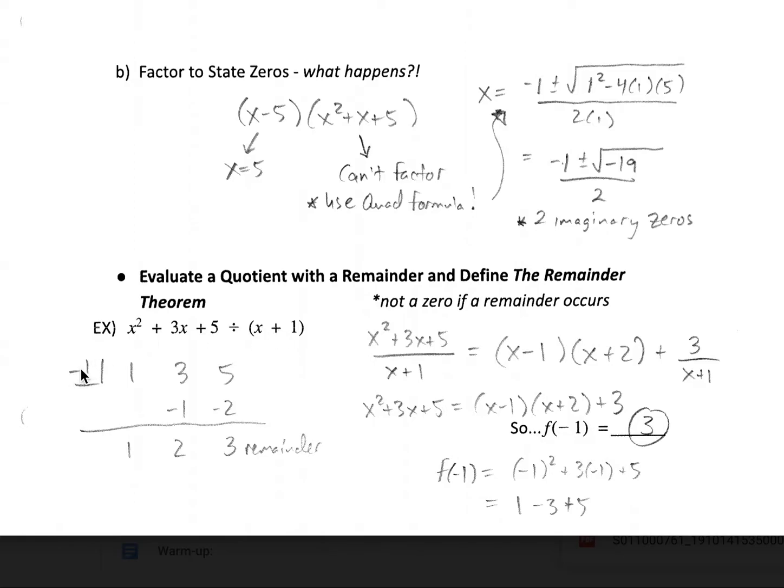We're going to use negative 1 in our synthetic division here and write the coefficients for our polynomial, 1, 3, and 5. Drop that 1 down. Multiply negative 1 times 1, get negative 1, combine your column to get 2. Then multiply again, negative 1 times 2 is negative 2. Combine that column and we get 3. Now that's our remainder, the last value that we get.